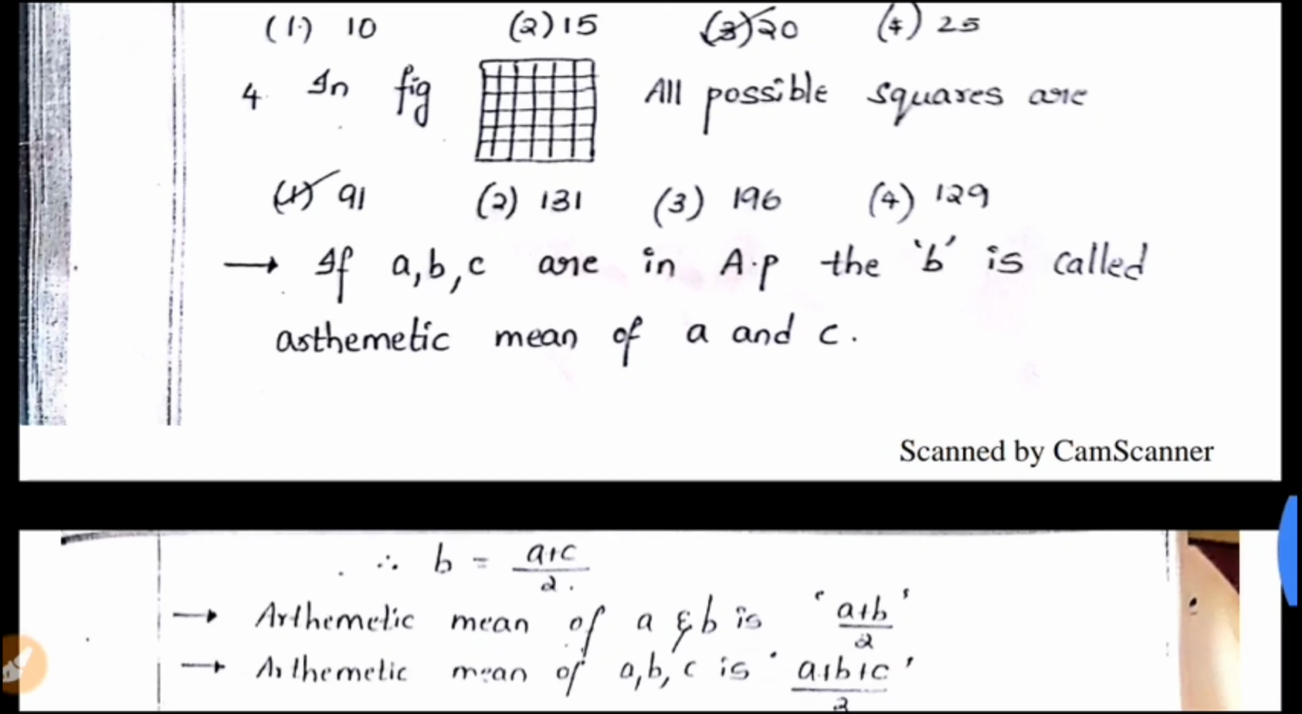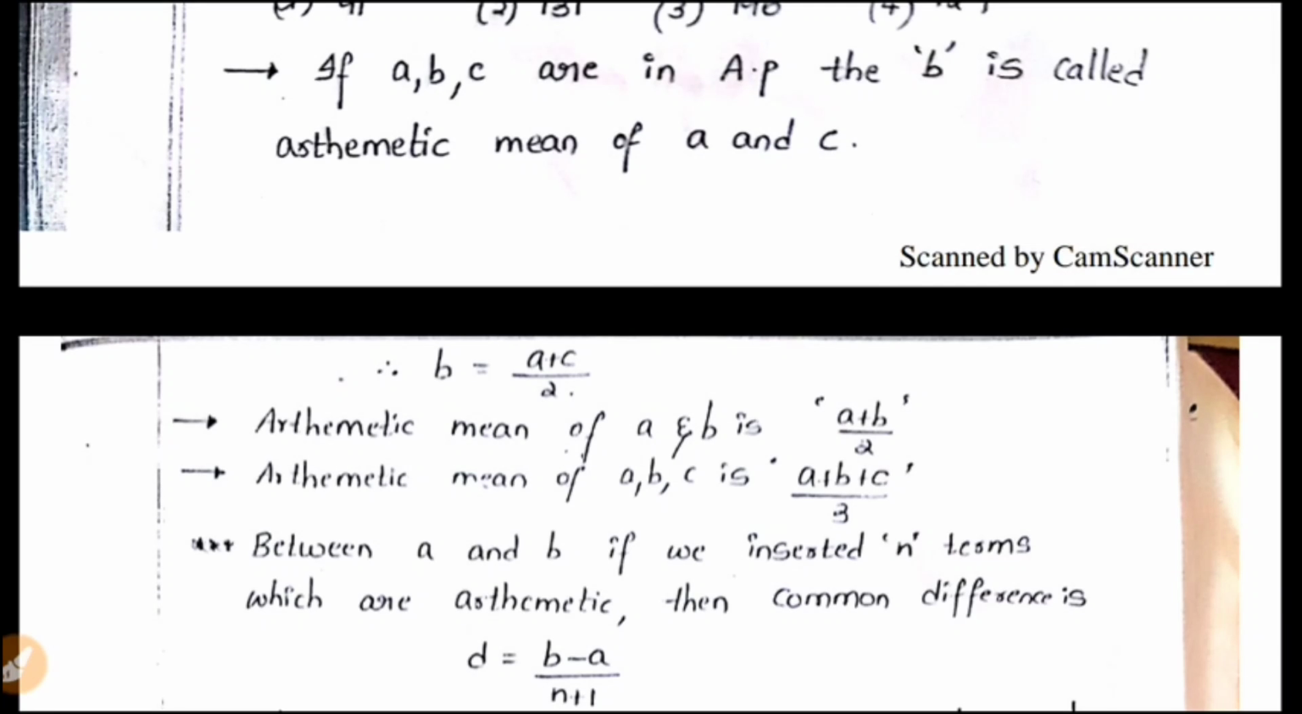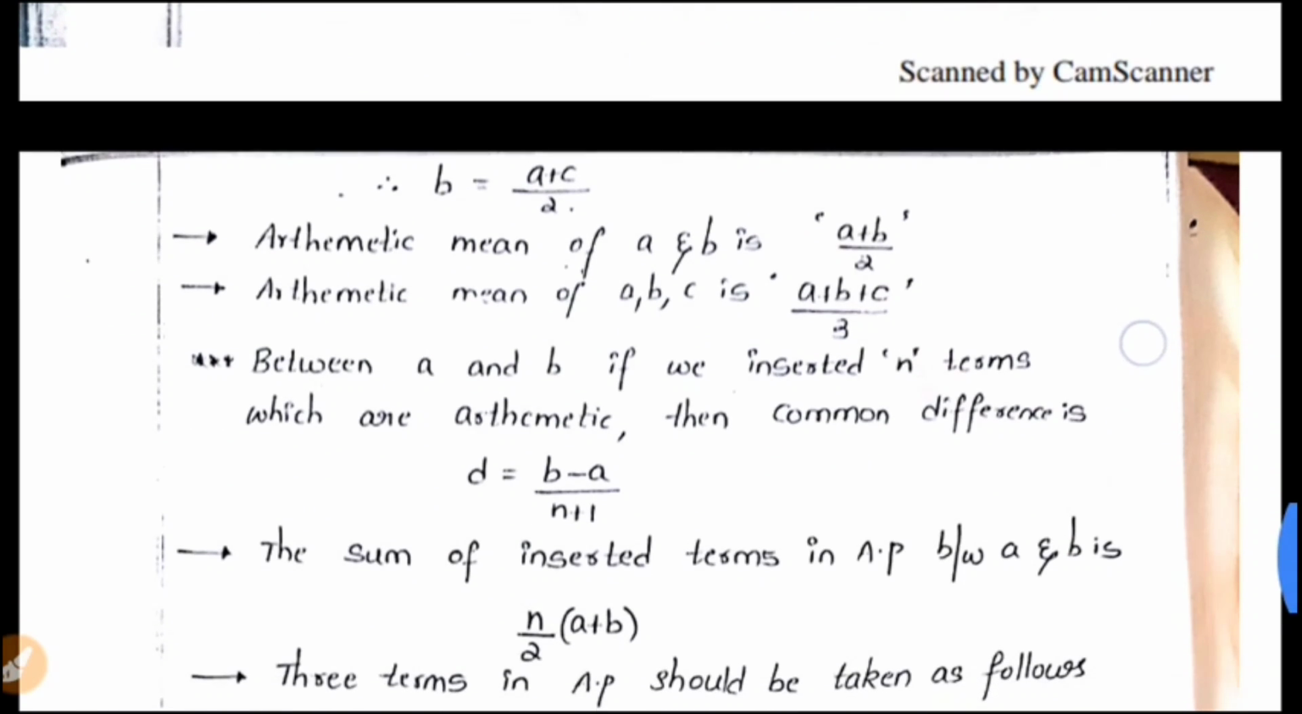Next, a very important formula: if A, B, C are in AP, then B is called the arithmetic mean of A and C, because it is the middle term. That is, B is equal to (A plus C) by 2. The arithmetic mean of only A and B is (A plus B) by 2. If A, B, C are given, then it is (A plus B plus C) by 3.